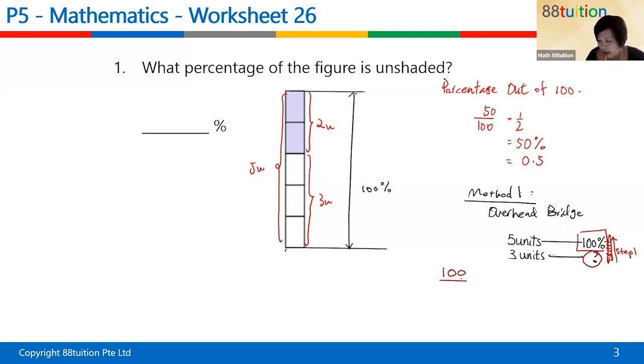Okay, then you cross the overhead bridge in this direction. I call this divide. What is this number? 5. So 100 divided by 5. After crossing the overhead bridge, you get down the stairway or escalator, then you multiply. So what is the number here? 3. So times 3. Okay, so then you reduce it to the simplest form, and you get 60. So the question mark is 60. Therefore, here will be 60%.